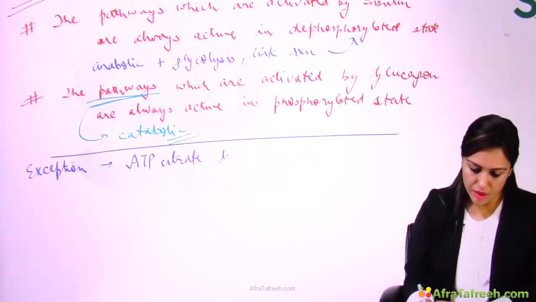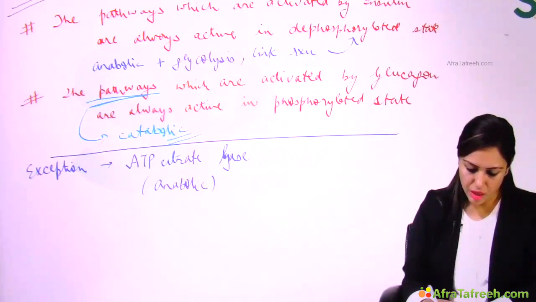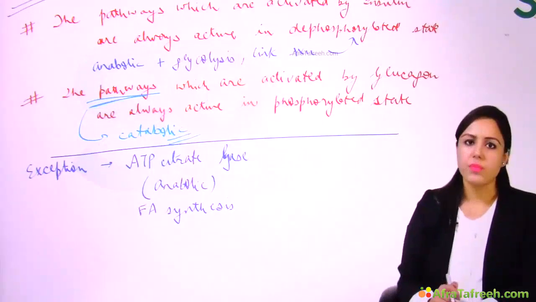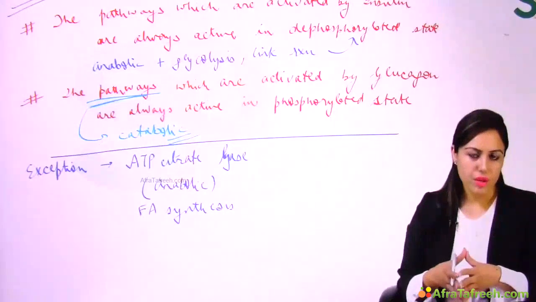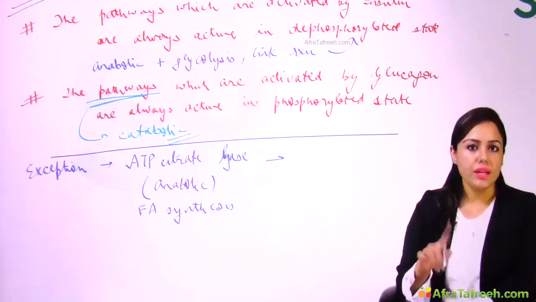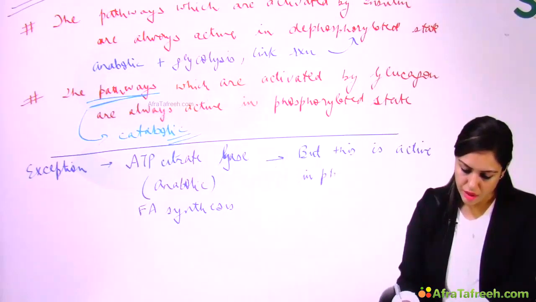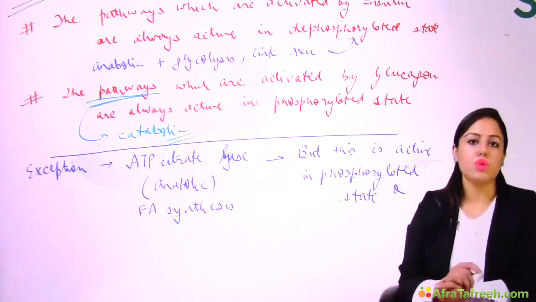There is one enzyme, ATP citrate lyase, which is an anabolic enzyme because it is involved in the citrate shuttle of fatty acid synthesis. So very clear, a fatty acid synthesis enzyme means it is an anabolic enzyme. Usually anabolic enzymes are active in the dephosphorylated state, but this anabolic enzyme is active in the phosphorylated state. Only this one exception you have to learn.